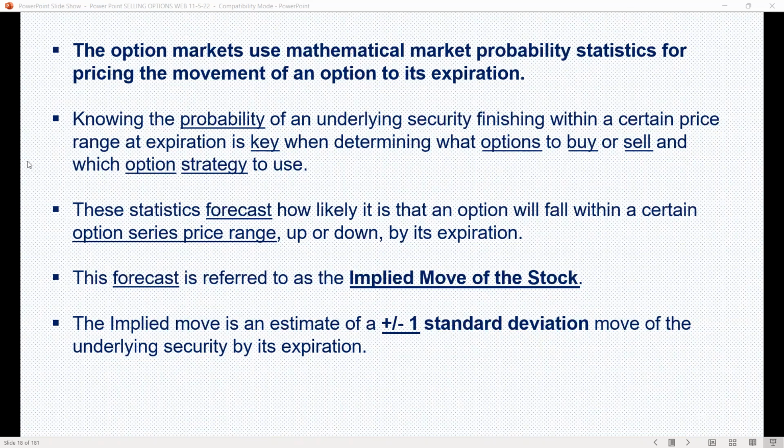To forecast this is what we refer to as the implied move, or the implied expected move, of your stock. Theoretically, the implied move is estimated by a plus or minus 1 standard deviation move over the current cycle of that security. So basically, think about 1 standard deviation as maybe a normal price movement of a stock for that option expiration series, either up or down. So if you've got a 1 standard deviation up or down, that's a normal potential price range for that security based on the day's expiration.